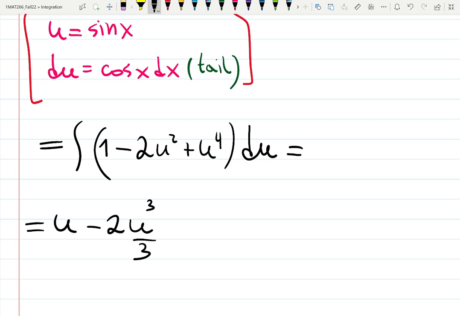Cube over 3, exactly. And then the last one is? 5 over 5 plus c. This is the answer? No. You have to go back and remember what was your choice for u.